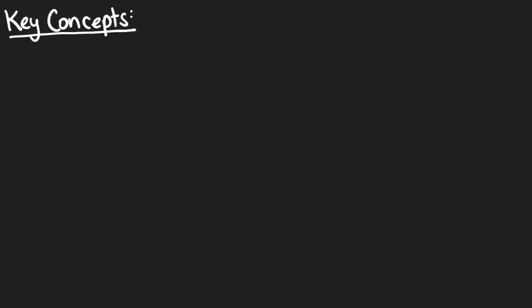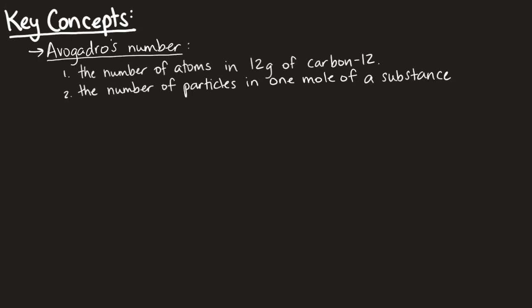So the key concepts from this lesson. So the first thing is the definition of Avogadro's number. Either of these definitions are fine, pick one and memorize it. Either the number of atoms in 12 grams of carbon-12 or the number of particles in 1 mole of a substance. That second definition of Avogadro's number gives us the equation Avogadro's number is equal to the number of particles divided by the number of moles. That is an equation that you need to memorise.